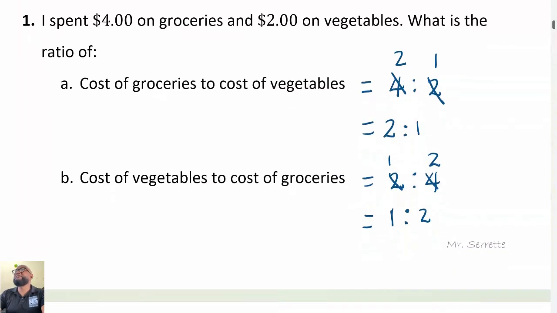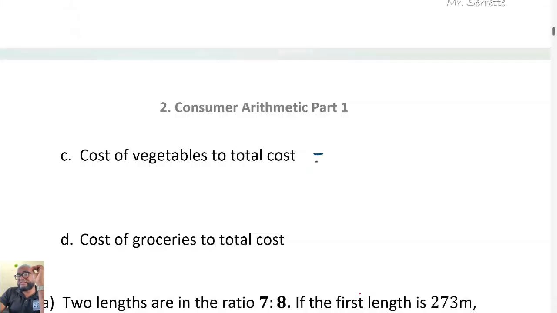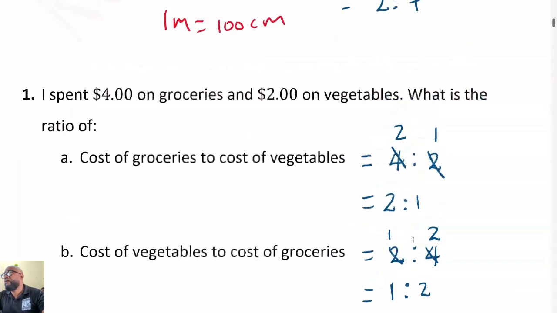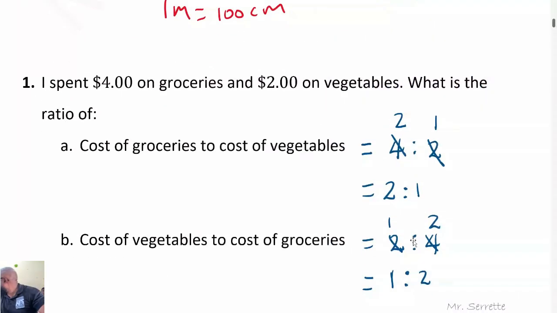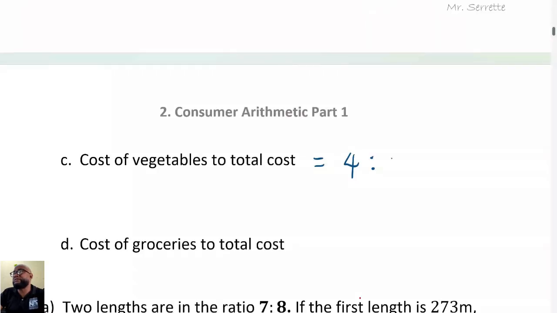Right guys? Proper thing. Let's put number 1A, and then let's put my answers now, please. So this is cost of vegetables to total cost. Who can remember what the cost of vegetables was? 4 to total cost. How much do they cost in total together? 6. So this will be 4 to 6. What can this be reduced to be? 2 into 4 is 2, 2 into 6 will be 3. I don't want the ratio sign here yet, I'll put it in the next line, right?